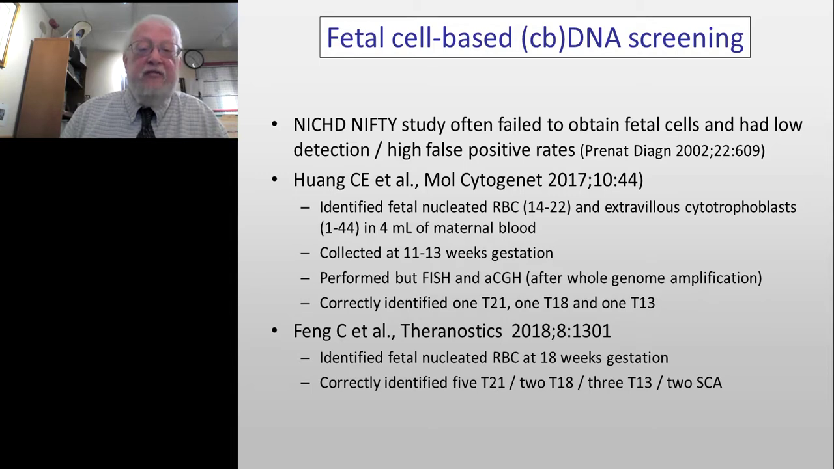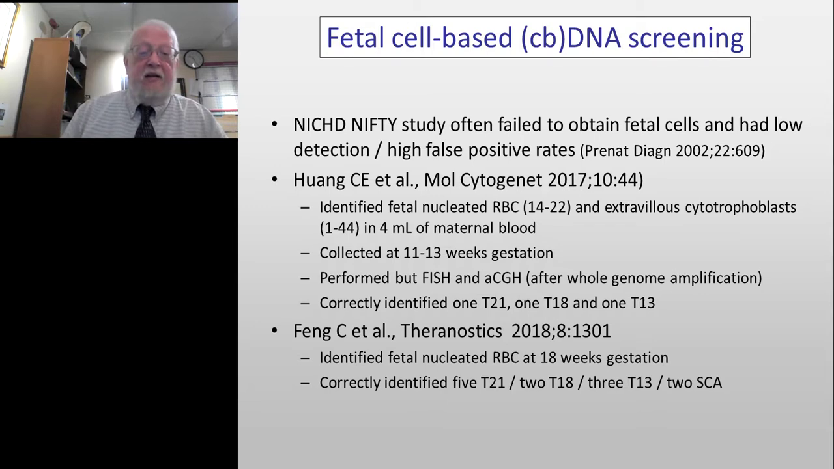I've just chosen 2 of the more recent ones. This group identified between 14 and 22 nucleated red blood cells in, I don't know, maybe 15 pregnancies. They also looked at cytotrophoblasts, where they got 1 to 44, using 4 ml of maternal blood, which is kind of what is used for cell-free DNA. They did it at 11 to 13 weeks, which is kind of the target area you like. They performed FISH and array CGH after whole genome amplification, and they had a 21, an 18, and a 13 in their group of 10 to 15, and they correctly identified all of the cases. And this is clearly proof of concept.